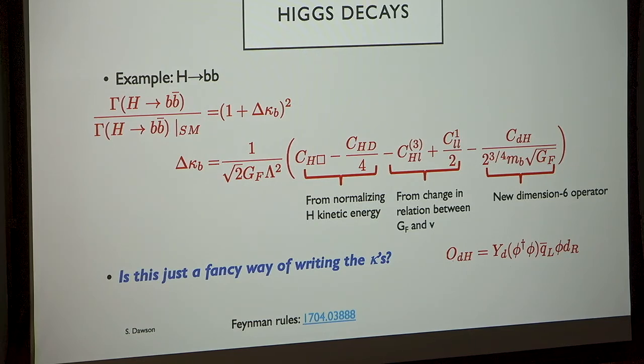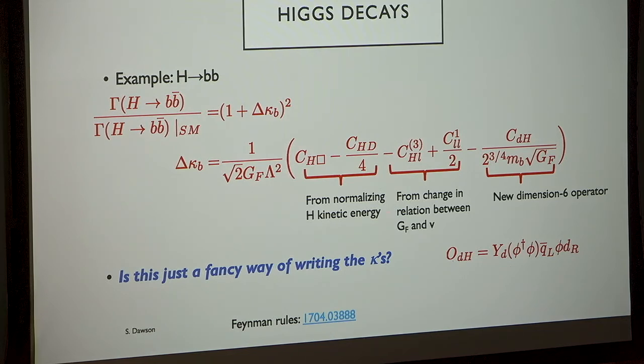So I can calculate what this is in the standard model effective field theory. Here's my 1 over lambda squared. 1 over G Fermi is essentially v squared, so this is v squared over lambda squared. And there are a bunch of effective field theory coefficients. The first two here just come from normalizing the Higgs kinetic energy in its standard form, so we know where those come from.